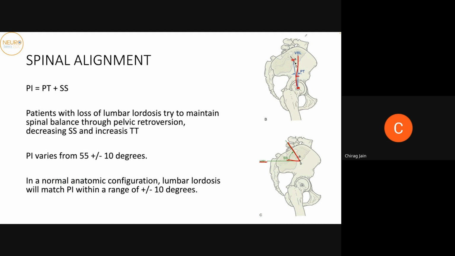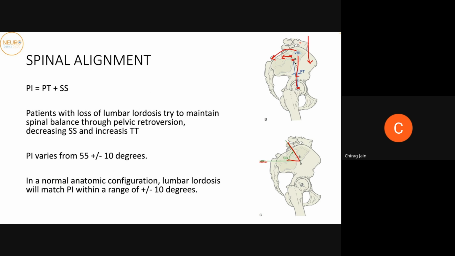Now, patients, when they lose lumbar lordosis, this entire sagittal alignment will fall because now your L5S1 point is going to move a little bit more posteriorly, which means your C7 plumb line will fall anteriorly to this point. Right. So to maintain sagittal balance, what patients will end up doing is they retrovert the pelvis a bit. Okay, so this will end up decreasing the sacral slope because this angle will decrease once you retrovert the pelvis. And it will also increase the pelvic tilt because again, this angle will increase.